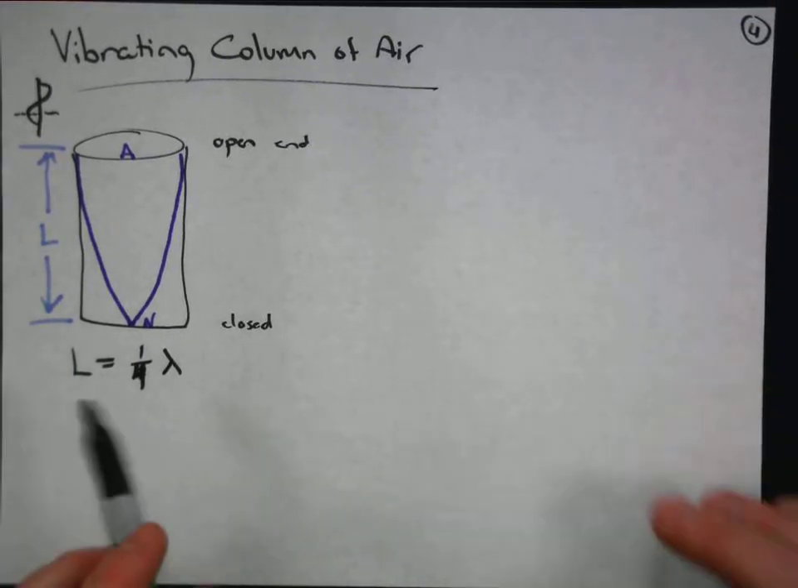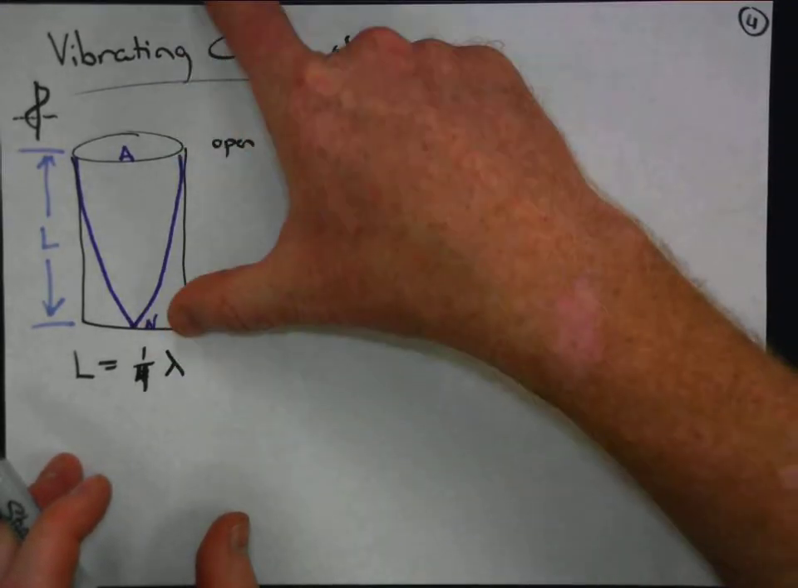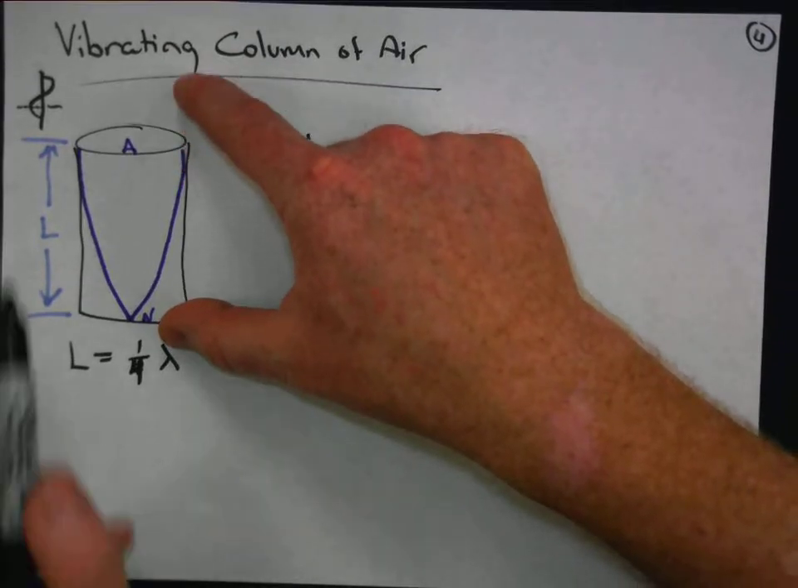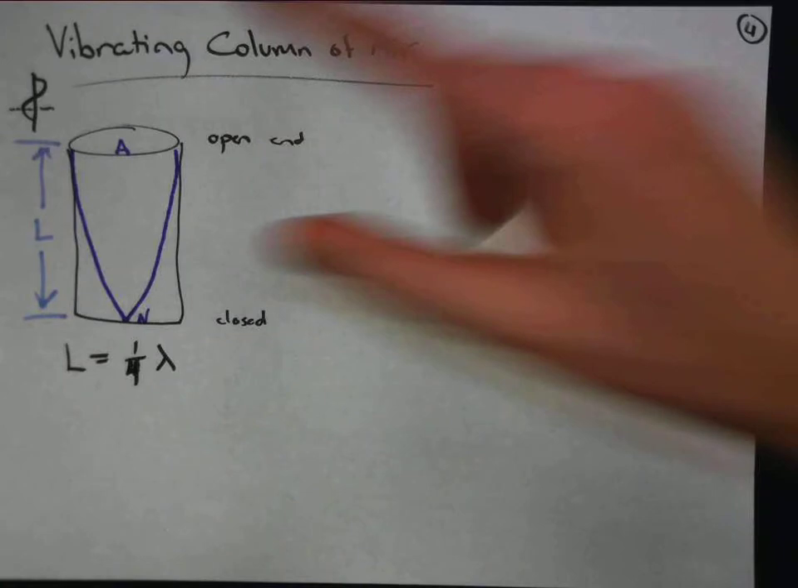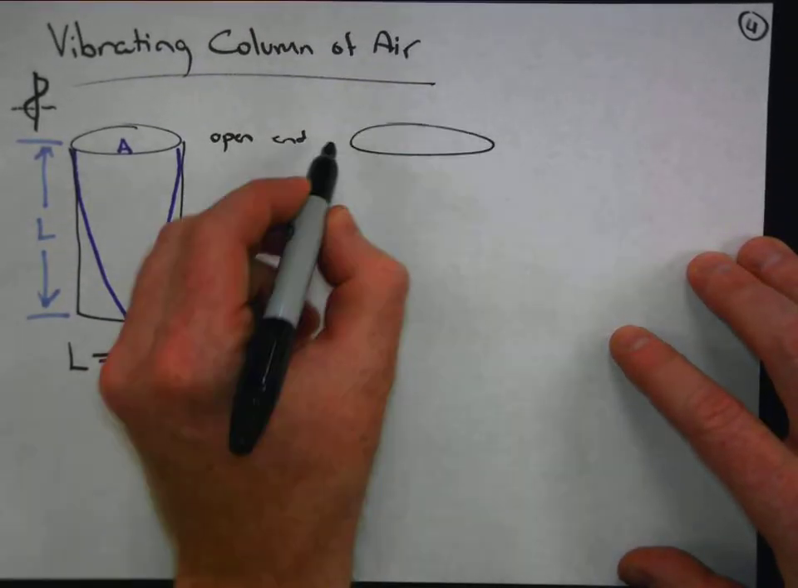Well, but that's just the largest value of the wavelength this could have. Because if you went any larger than this, if you stretched this out any more, then you no longer have the antinode at the open end. And it simply won't resonate. It won't vibrate with a standing wave. Okay, so what else is possible, though?